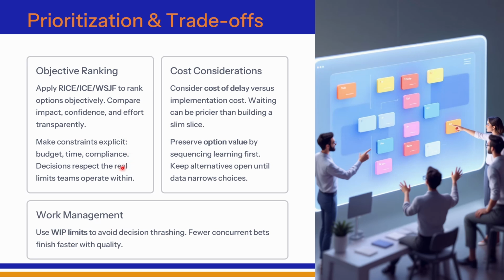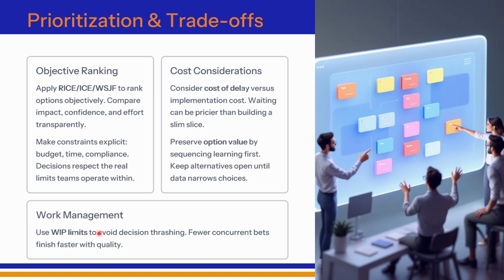So sometimes waiting costs more than a small slice now. That's why we preserve option value: test, learn, narrow choices with data. So delay costs more than action.